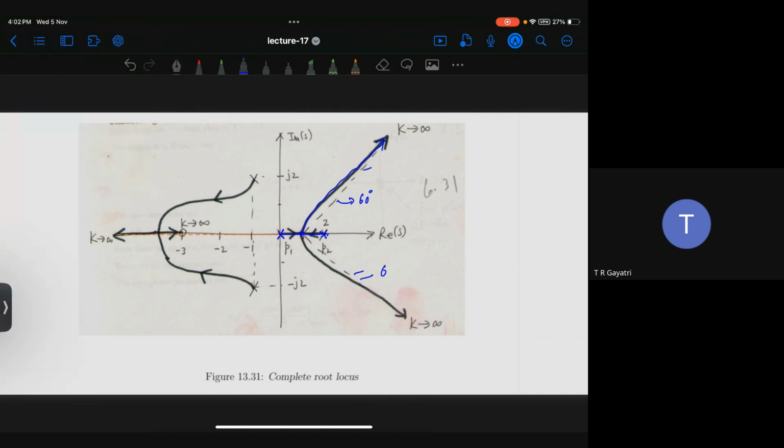So one is following the 60-degree asymptote, another is following the 300-degree asymptote, correct? You could see this pole is following and meeting here. This pole is following and meeting here. Out of two poles, one is reaching this zero, another will go to infinity. Clear?